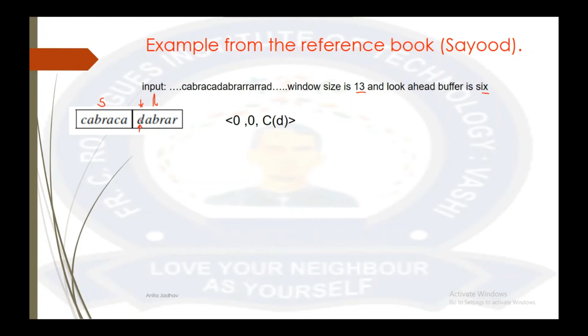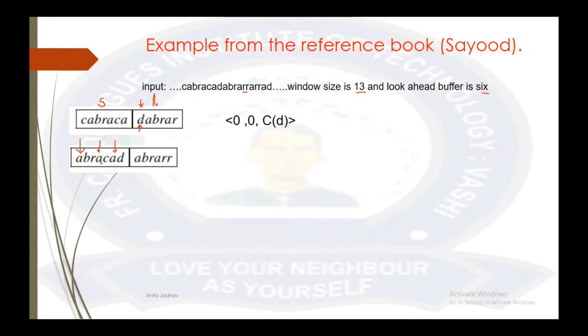Now what will happen? This D will come to the search buffer and the next character will be included in the look ahead buffer. So see here, B has come here and then you have considered the next character. Now try to find out a match for A. Is there? A is at this position also, A is at this position also, and then A is at this position also. So you have to check where you are finding your next characters also.